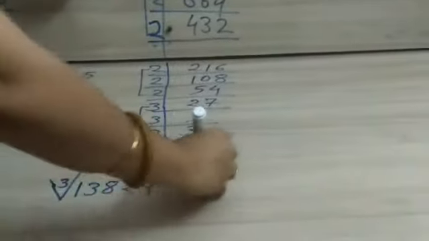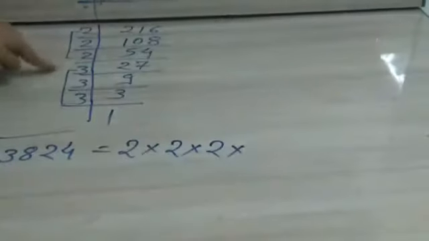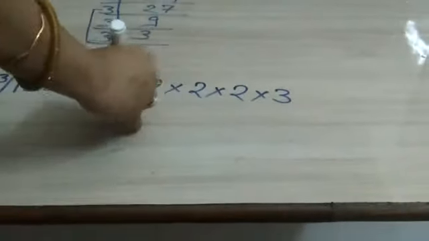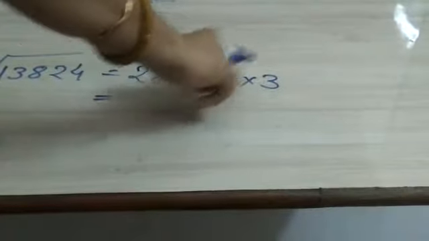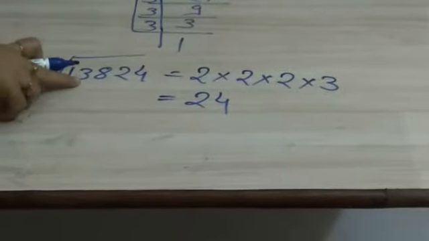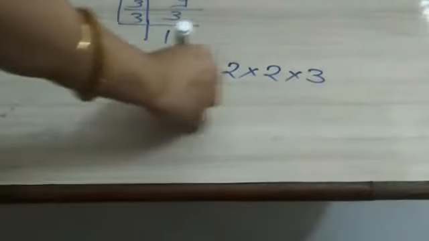We will write cube root of 13824 is equal to, for this 3 twos one 2 will come, into for this 3 twos one 2 will come, into for this 3 twos one 2 will come, into for this 3 one 3 will come. So we will multiply. 2 twos are 4, 4 twos are 8, and 8 threes are 24. So cube root of 13824 is equal to 24, and it is your answer.